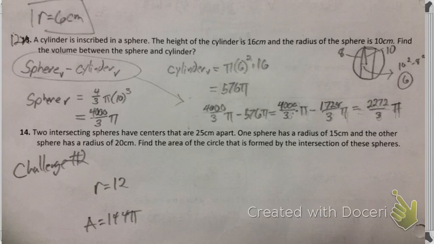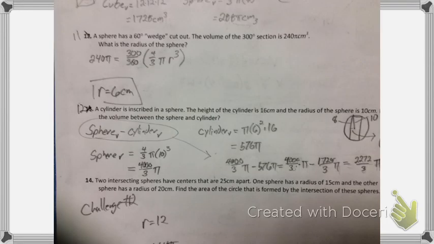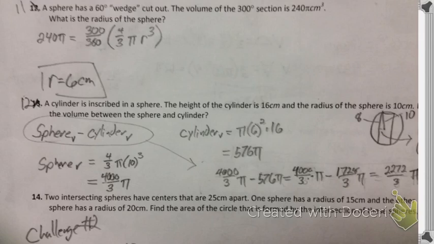Mary. 11. Is that right before it? Yeah. Number 11 is a sphere that has a 60-degree wedge cut out. So we have a 60-degree wedge cut out. This one isn't super bad or a lot of work as long as you realize what they're asking you. So they said there's a 60-degree wedge cut out.